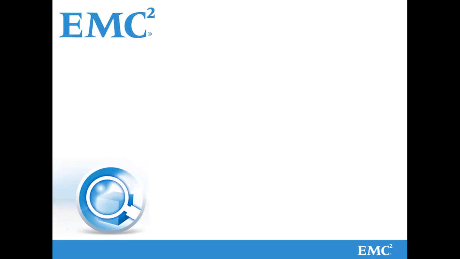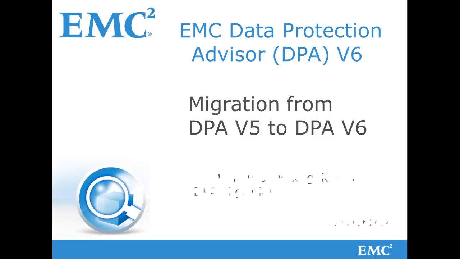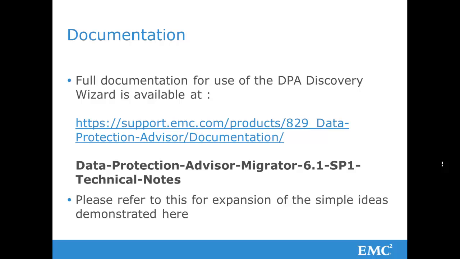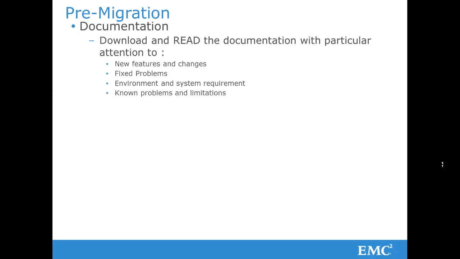Hello and welcome to this revision of an earlier video covering the migration of DPA version 5 to DPA version 6. Please refer to the full documentation available at the link shown, with particular reference to the Data Protection Advisor migration document. When referring to the documentation supplied, please take particular note of the new features and changes, the fixed problems, the environment and system requirements, and known problems and limitations sections.